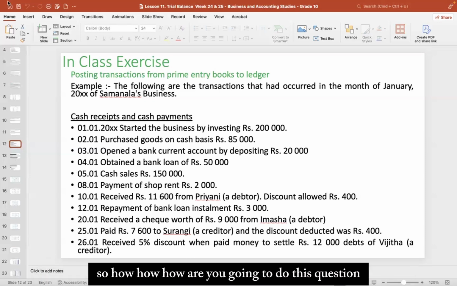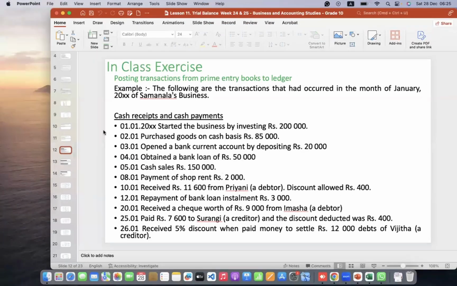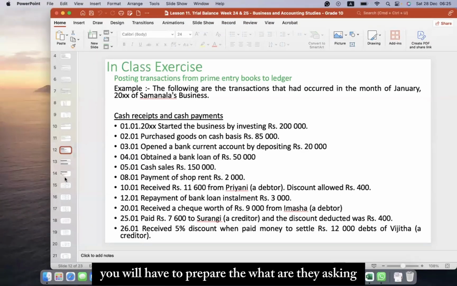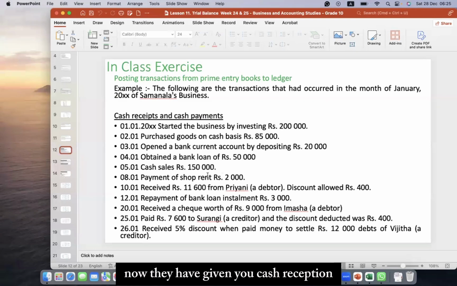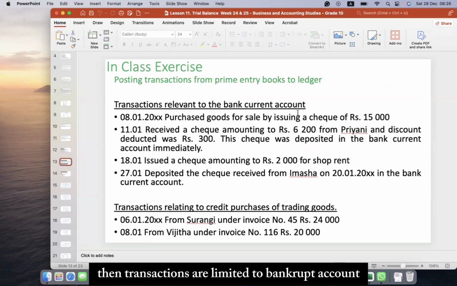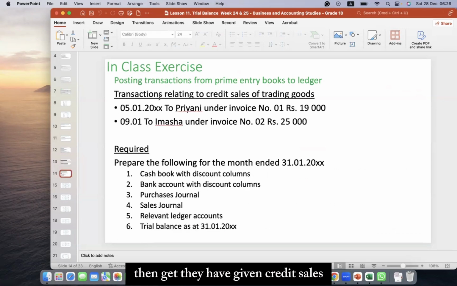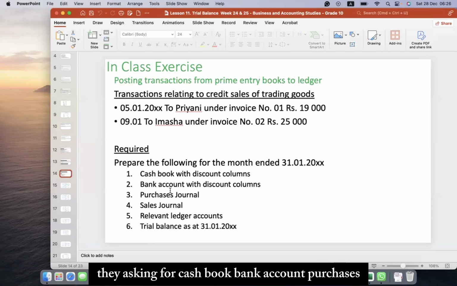Start doing this question. So how are you going to do this question? Firstly, what are they asking? They have given you cash receipts and cash payments related transactions. Then transactions relevant to the bank current account. Then they have given credit purchases and credit sales. And now what are they asking? They are asking for the cash book, bank account, purchases journal, sales journal, and relevant ledger accounts. And finally, they're asking for the trial balance, so you will have to balance off the accounts as well.